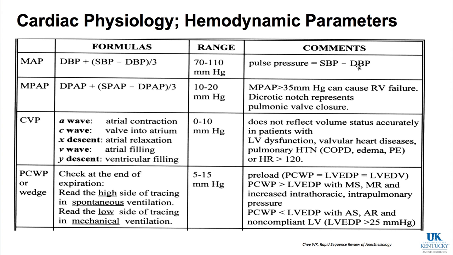Pulmonary capillary wedge pressure or pulmonary artery occlusion pressure is normally about 5 to 15 millimeters of mercury. We use it as a reflection of preload, and we say that pulmonary capillary wedge pressure is approximately equal to LVEDP if there's no lung disease or valvular heart disease, which then equals left ventricular end diastolic volume, or at least gives us an idea of left ventricular end diastolic volume. So we're using a pressure, pulmonary occlusion pressure, to estimate a volume, and this is fraught with many problems.